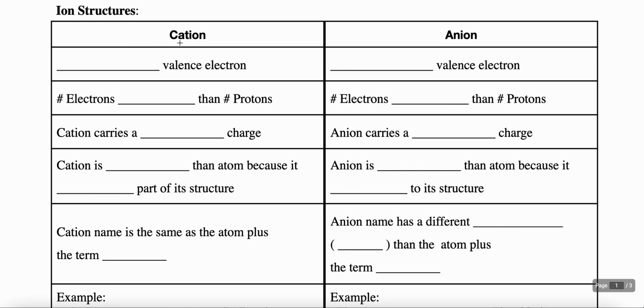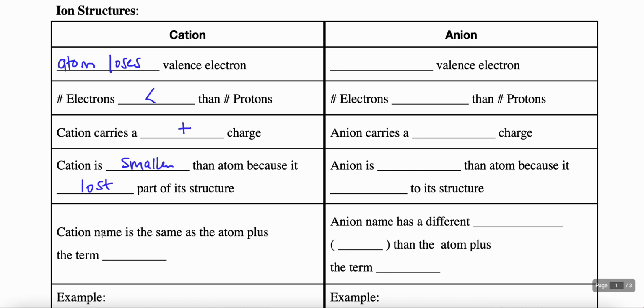So when an atom forms a cation, the atom loses one or more valence electrons. And when this happens, the number of valence electrons is now less than the number of protons. And so now the protons outnumber the electrons. So the cation carries a positive charge. And because something leaves the structure, the cation is smaller than the atom because it lost part of its structure.